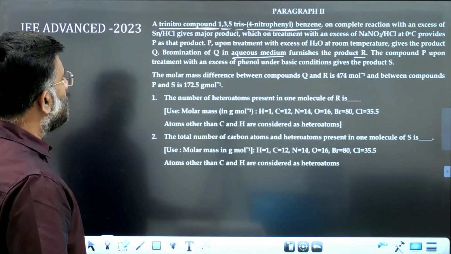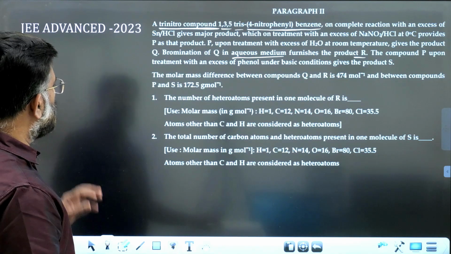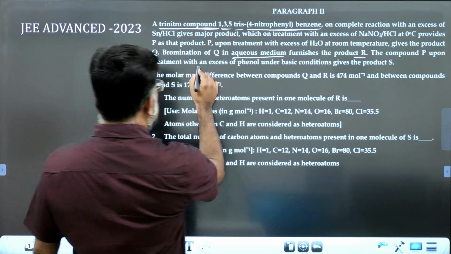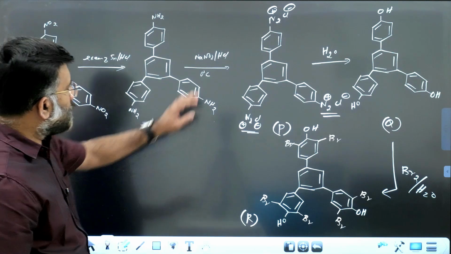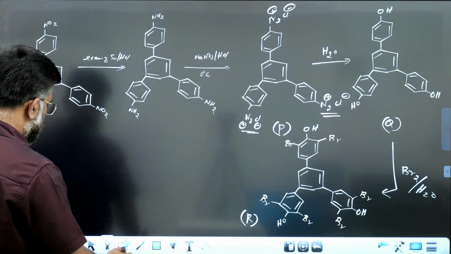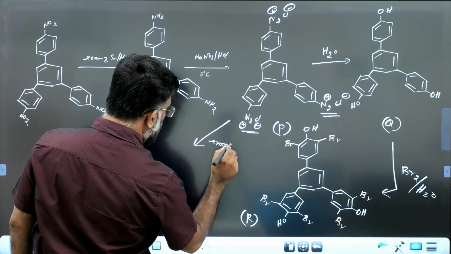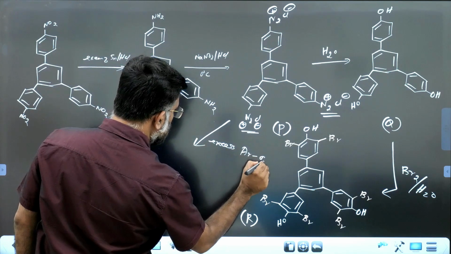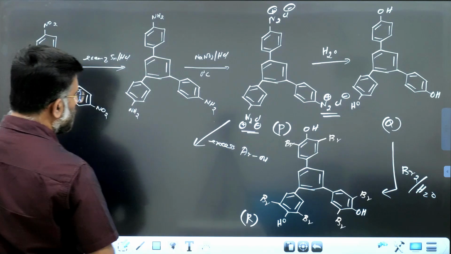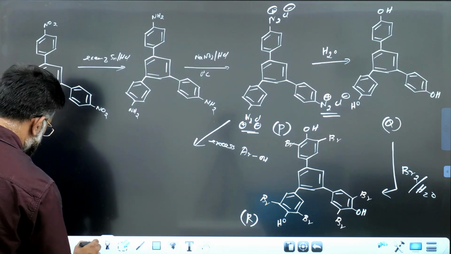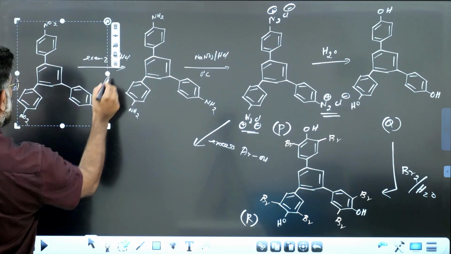Is it over? No. The compound P upon treatment with excess of phenol under basic condition gives a product S. What is P? This is P. P treated with excess of phenol. How? That is a coupling reaction. There will be a coupling reaction and the product obtained will be like this, right? It's going to be a product like this.